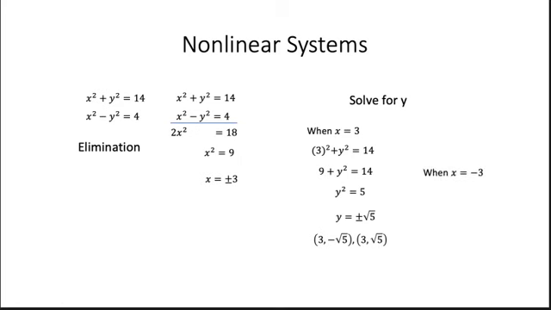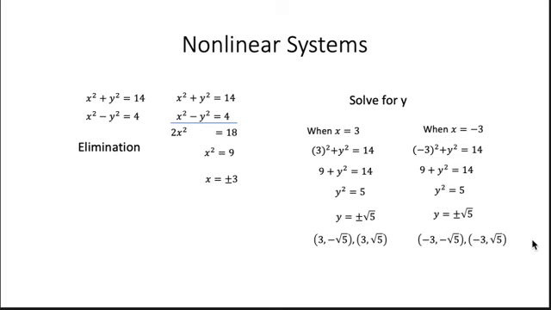Now let's see what happens when we plug in negative 3. Well, we end up with the same equation, y squared equals 5. And when we take the square root of both sides, we get y is equal to plus or minus the square root of 5, just like we did before. So these two solutions are (-3, -√5) and (-3, √5). So in this example, we got 4 solutions.